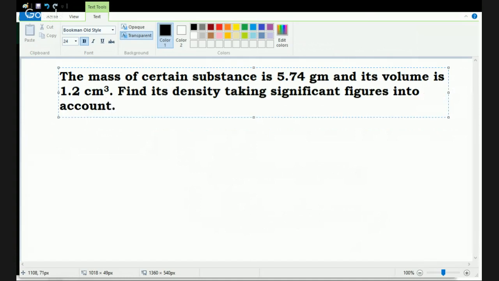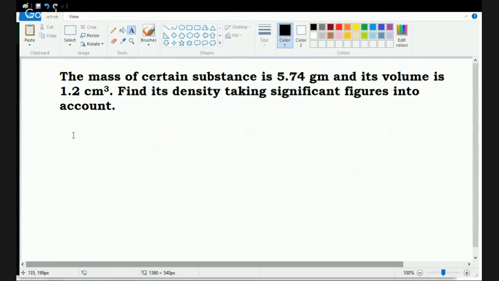Let us see what you do. Come on, please. Mass, volume are given. They are asking you to calculate density. But of course, significant figures you have to take into account. Let us see what you do.